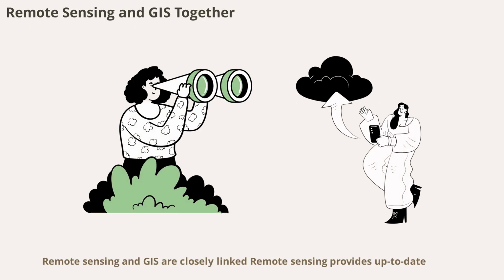Remote sensing and GIS are closely linked. Remote sensing provides up-to-date, large-scale data, while GIS offers the tools to analyze and visualize this information. Together, they enable comprehensive studies of the environment, support planning and management, and help us better understand our changing world. Mastering both is essential for anyone working with spatial data.